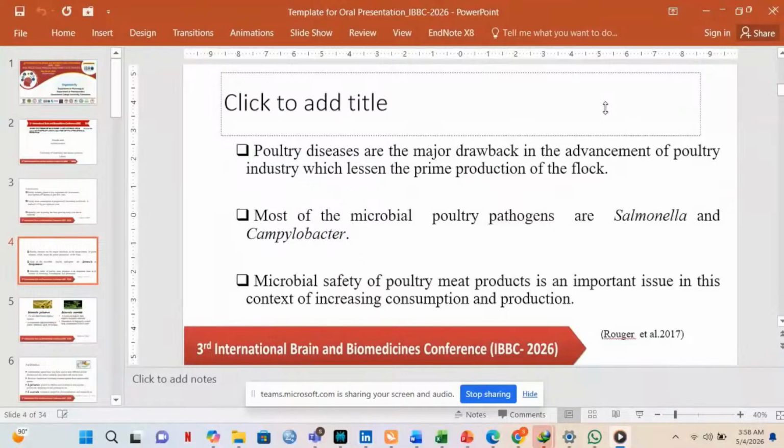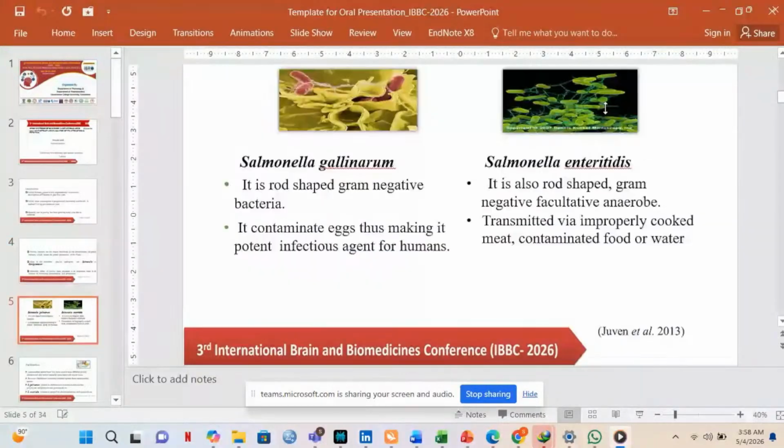So these are the Salmonella gallinarum and Salmonella enteritidis properties. Salmonella gallinarum is a rod-shaped gram-negative bacterium, and it contaminates eggs, thus making it a potent infectious agent for humans. While Salmonella enteritidis is a rod-shaped gram-negative facultative anaerobe, and it is transmitted via improperly cooked meat, contaminated food, and water.